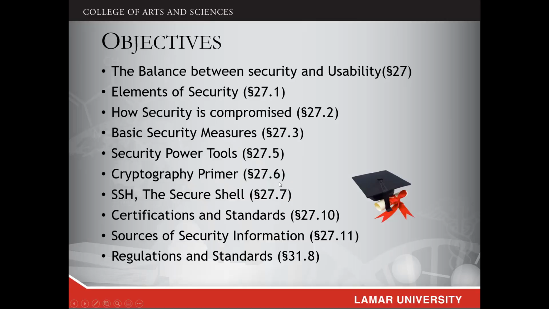The objectives of this security module cover some concepts, for example, the balance between security and usability, elements of security, that is the CIA triad, in section 27.1, how security is compromised, that is section 27.2, basic security measures and layered defense in section 3, security power tools in section 5, including Nmap tools and also Netstat. Cryptography primarily covers symmetric and public key algorithms.